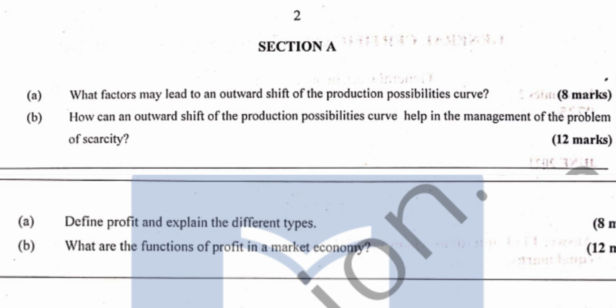What factors may lead to the outward shift to the production possibility curve? How can an outward shift of the production possibilities curve help in the management of the problem scarcity?